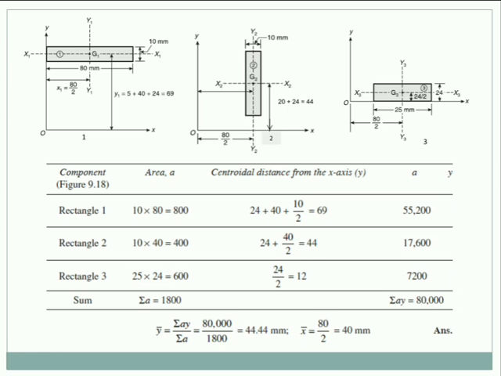Now see that while writing the area of the first rectangle, as I told, preferably write it 80 into 10. By mistake we have written here 10 into 80. It is not wrong, but it's a better practice to always write horizontal into vertical for a rectangle. Go through these examples which we have solved and try to understand them. Any doubts, please call up. This topic is very important from exam point of view and learning point of view also.